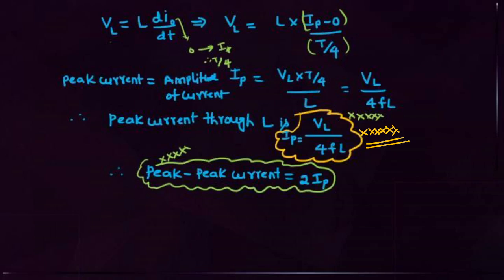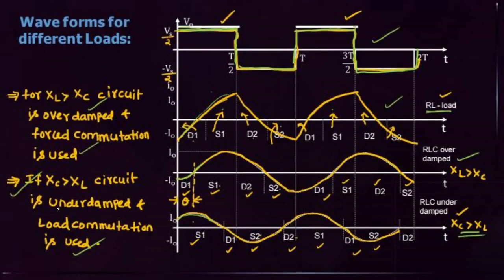For the purely inductive load, what is the peak current expression? Vs by 4fL. What about the peak to peak current? It is asked as 2 times the peak current. Peak to peak current is 2 times the peak current. This is for purely inductive. Then waveforms for other loads.